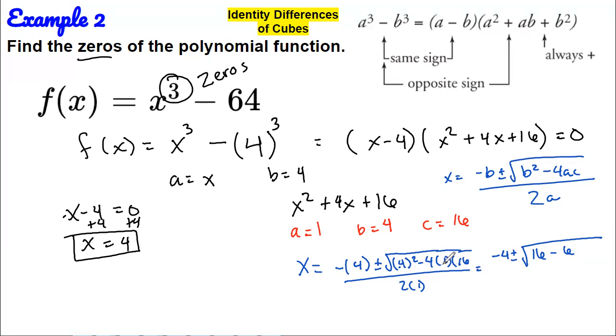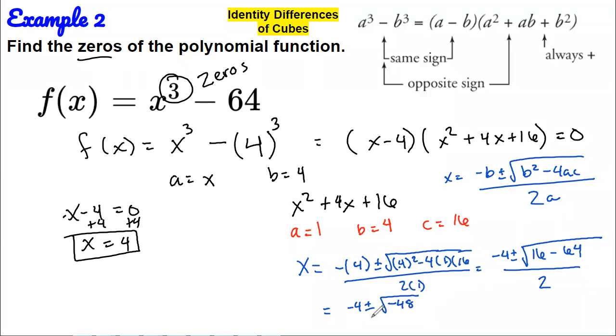4 times 1 is 4. 4 times 16, 64 over 2. Let's continue with the inside of our beautiful square root. We have negative 4 plus or minus... Can you guys see it back there? Yeah, okay. Square root of, what is 16 minus 64?